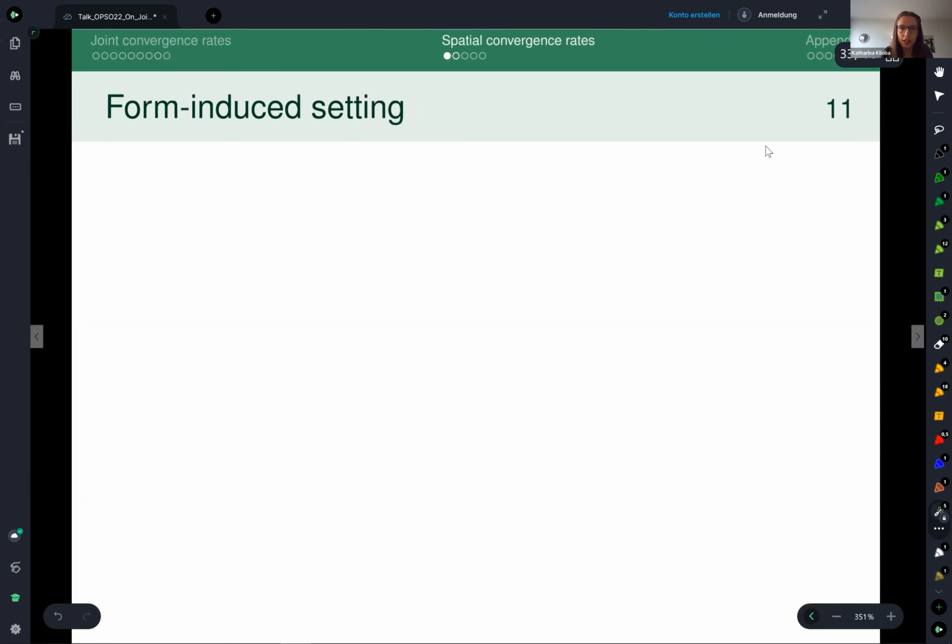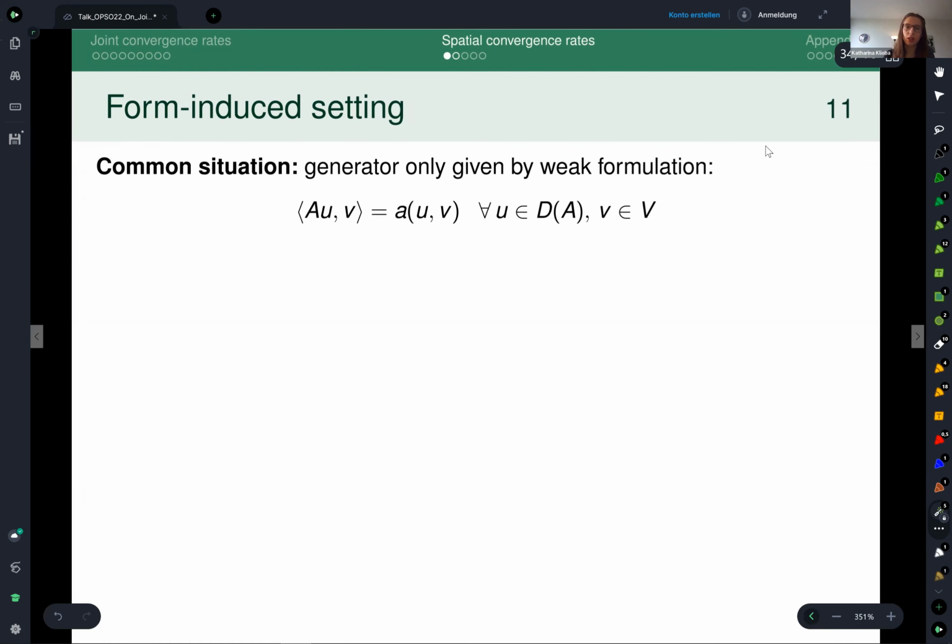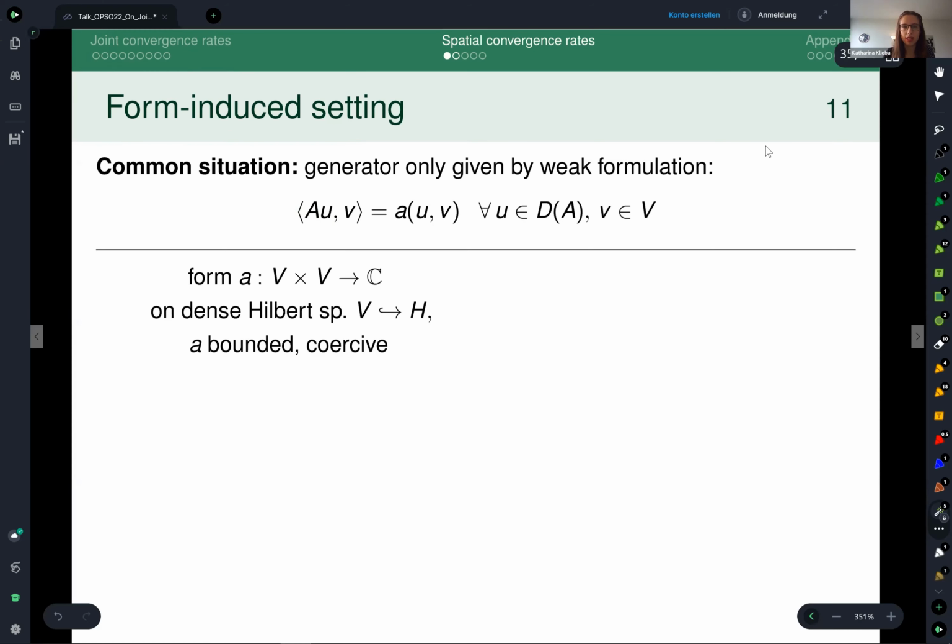Let's focus on the spatial direction. And we want to consider the rather common situation that we actually don't have an explicit formula for our generator A, but rather know it via a weak formulation. So if tested with some test function, AU is given by a form small a of UV. Let's make this setting a bit more precise. So we assume that the form is defined on another Hilbert space V, which embeds continuously with dense range into H. And let's assume that the form A is bounded and coercive.